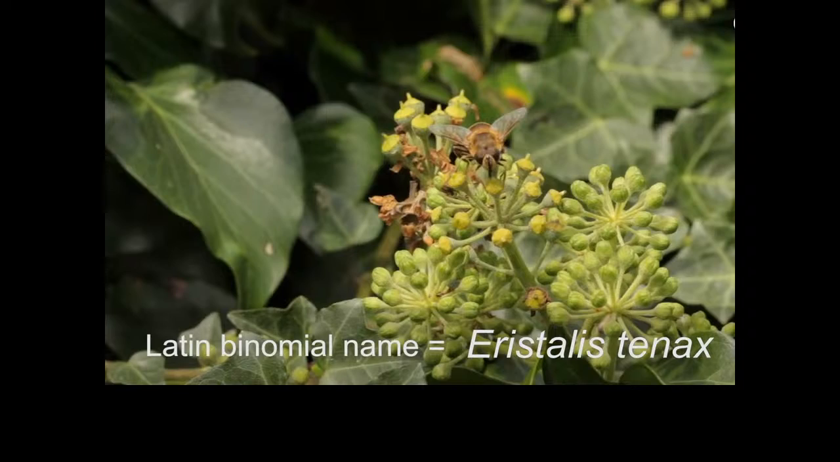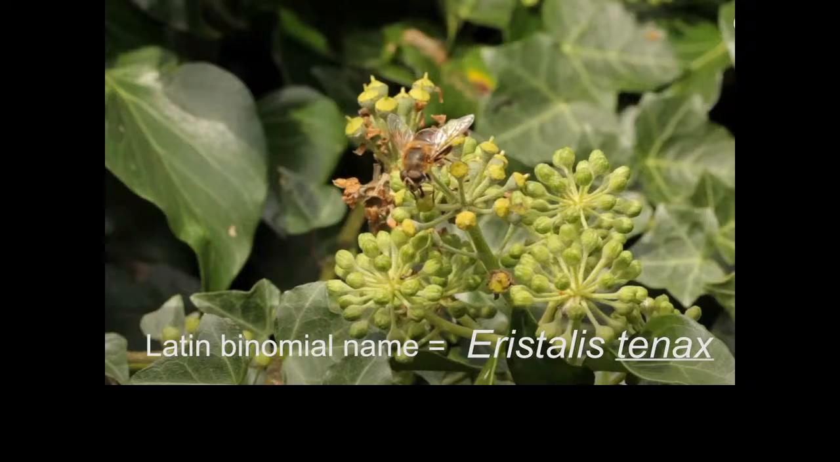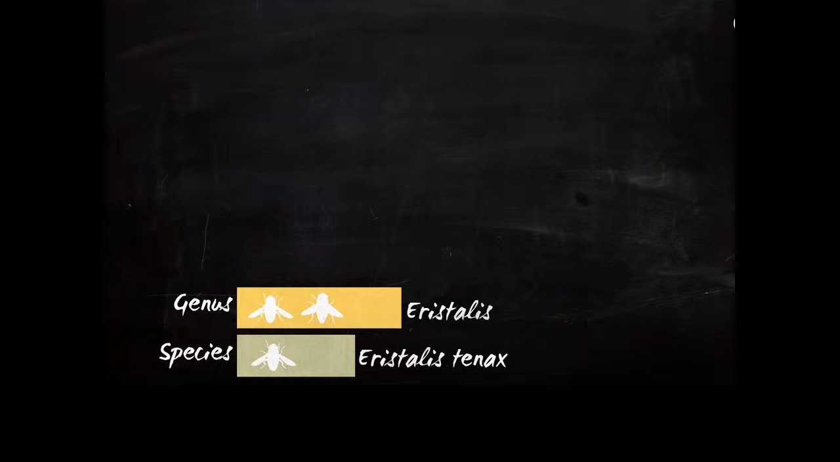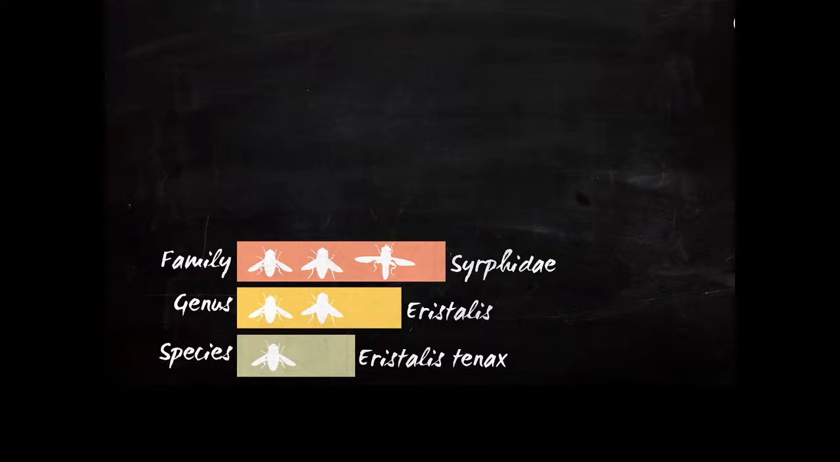This is the Latin binomial name, and is unique to this species. Tenax is a species name, given to only that specific type of drone fly. Aristalis is the name of the genus. There are 9 other species of drone fly in Britain that share this genus, all of which are closely related. All members of this genus are found in the family Syrphidae, the hoverflies.